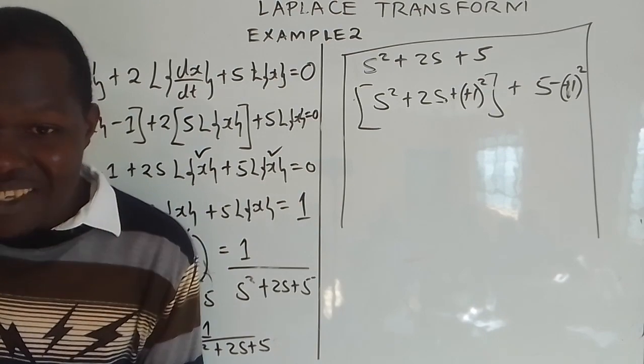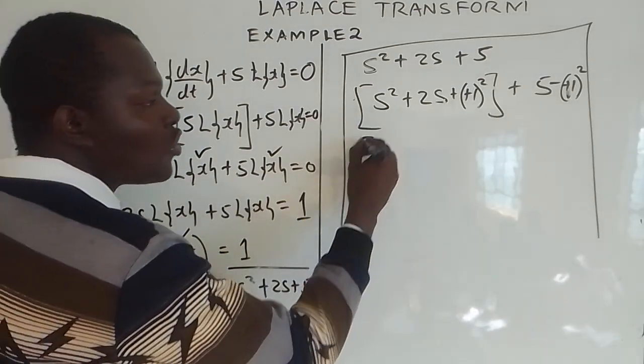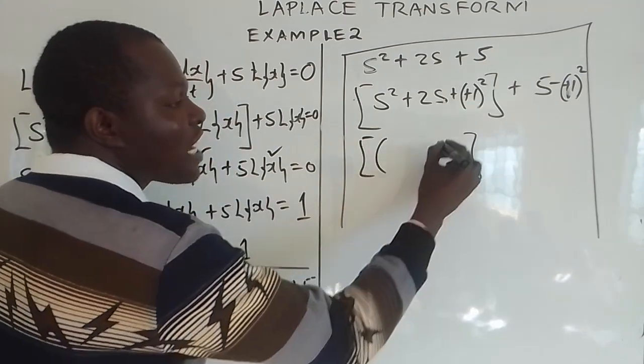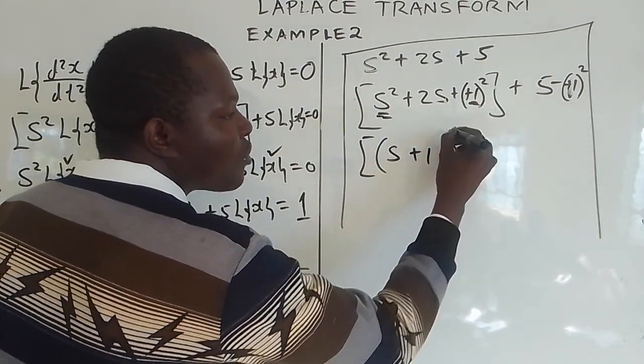Inside you must add it, isn't it? Are you seeing that? Then you now start collecting. Here, what do you have inside this bracket? You collect the square term. The square term is s and positive 1. So it is s plus 1 all squared.